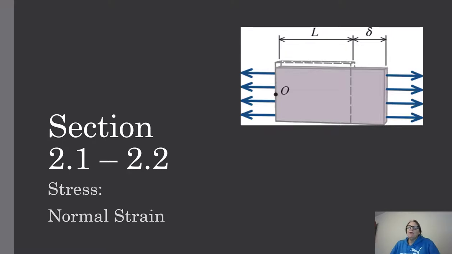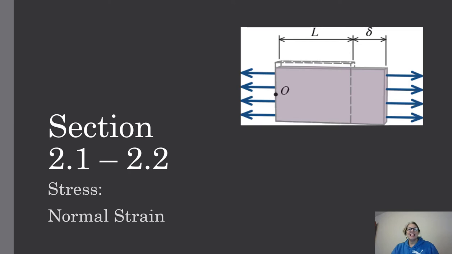Hello, I'm back. We are starting chapter 2, and in chapter 2 of our textbook, we're going to start looking at strain, which is the deformation that occurs when we have stress, okay? And then when we get to chapter 3, we're going to look at the stress-strain relationships of different materials. But right now, we've just got to kind of wrap our heads around what does strain mean? How do I calculate it?